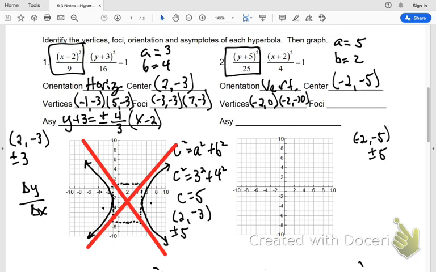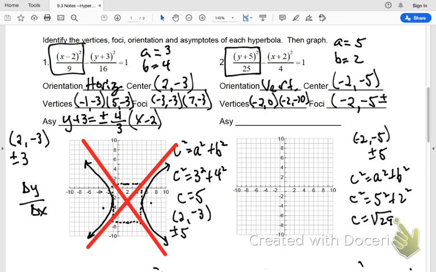To get your c value, you'll do c squared equals a squared plus b squared. So you'll do 5 squared plus 2 squared, which gives you a c of square root of 29. All right, so again, that number is going to be added and subtracted to the y value of your center. So I'm just going to write it like this: -2 and -5 plus or minus the square root of 29. I don't want to actually get that value. I kind of know where it is, but I'm not going to get the decimal value of that yet.